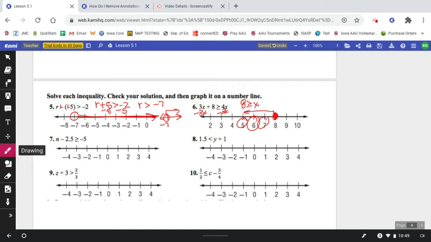On number 7, I'm going to go ahead and add 2.5 to both sides. So that would give me n is greater than or equal to negative 2.5. Just put a solid circle in between the negative 2 and the 3. And it says the answers are greater than negative 2.5. So it points to the right.